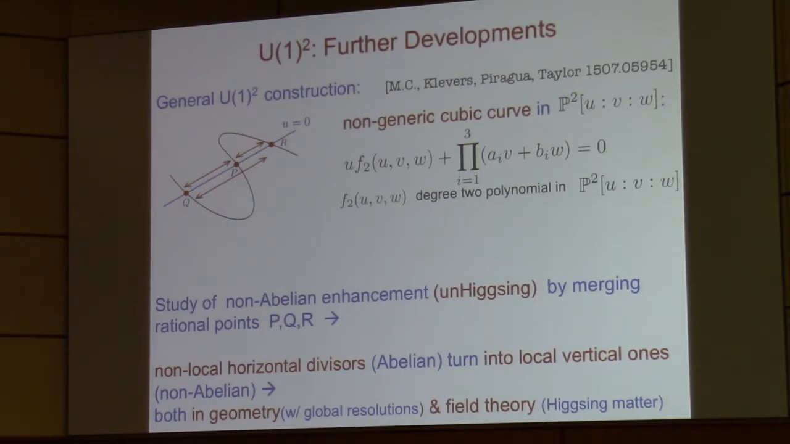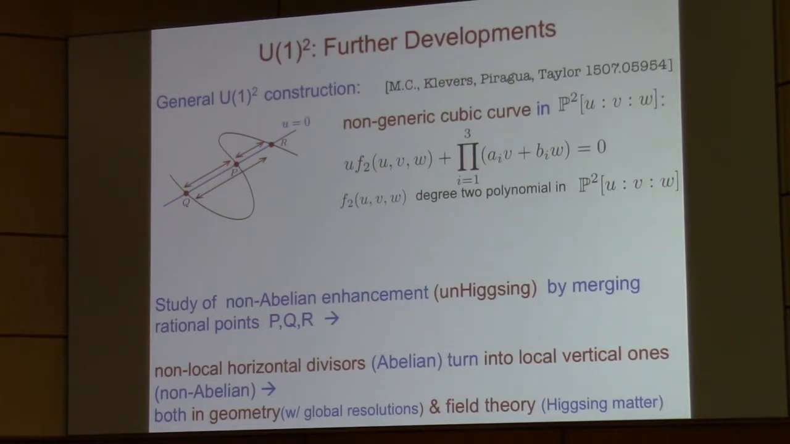We demonstrated that both in geometry, by doing global resolutions as points collided and once the non-Abelian gauge symmetry appears, and also by determining fully the massless spectrum. That in turn allows us, in field theory, to give vacuum expectation values to these fields and break non-Abelian gauge symmetries back to Abelian ones. So we understood, at least in this context, that quite well.